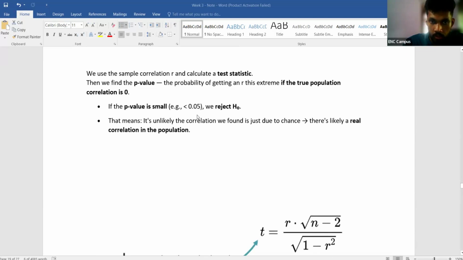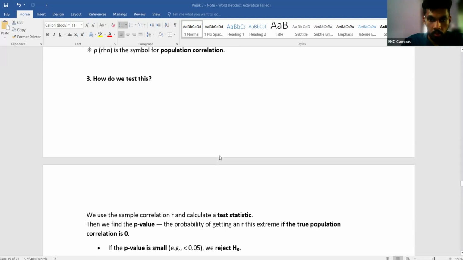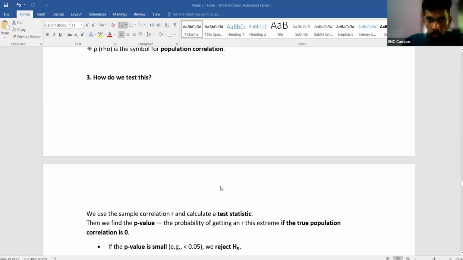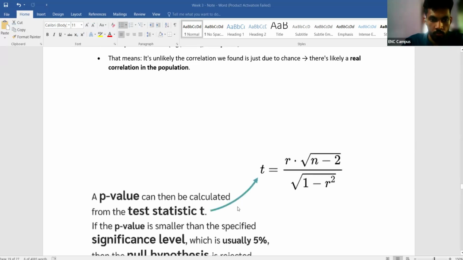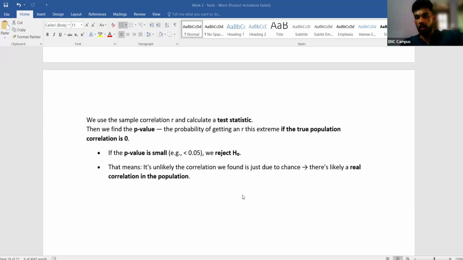If the p-value is less than the significance level, we reject the null hypothesis. So that means we accept the alternative hypothesis. So that's what we do. You understood, right?